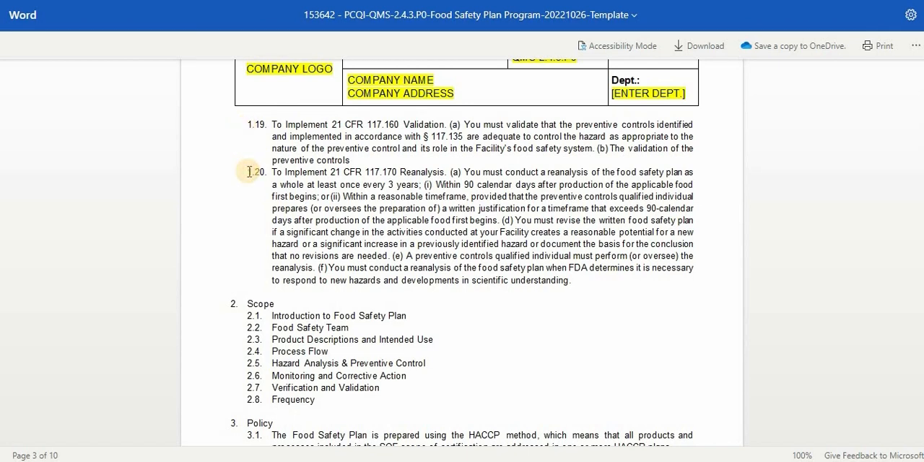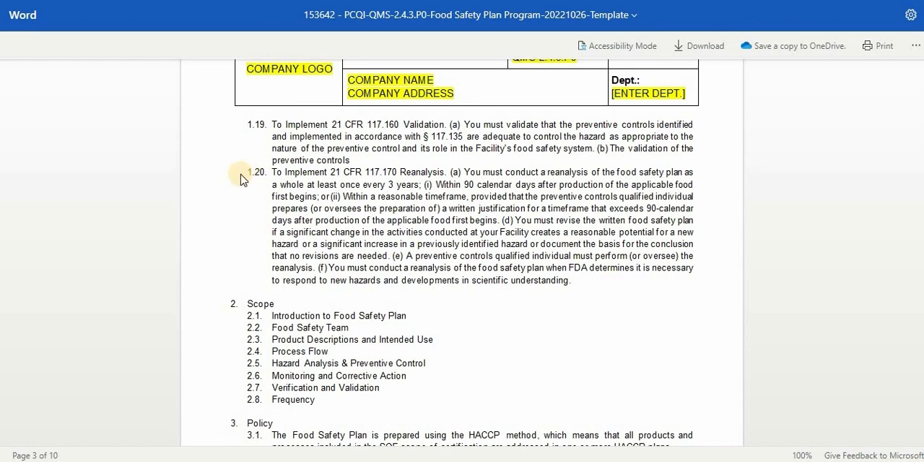Lastly, under purpose, to implement 21 CFR 117.170 reanalysis. You must conduct a reanalysis of the food safety plan as a whole at least once every 3 years. 1. Within 90 calendar days after production of the applicable food first begins, or 2. Within a reasonable time frame, provided that the preventive controls qualified individual prepares a written justification for a time frame that exceeds 90 calendar days after production of the applicable food first begins.